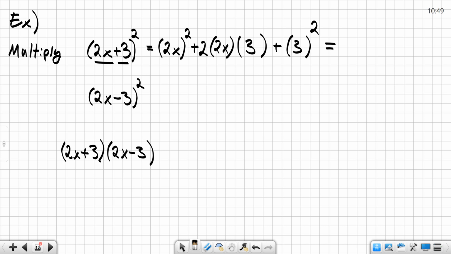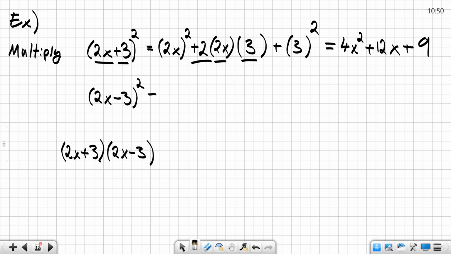And if I multiply this out, I'm going to get 2x squared, which is 2x times 2x. That will be 4x squared. Plus, let's see, 2 times 2x is 4x, times 3 is 12x. Or in other words, the other way around, 2x times 3 is 6x, multiplied by 2 will give us 12x, plus 9.